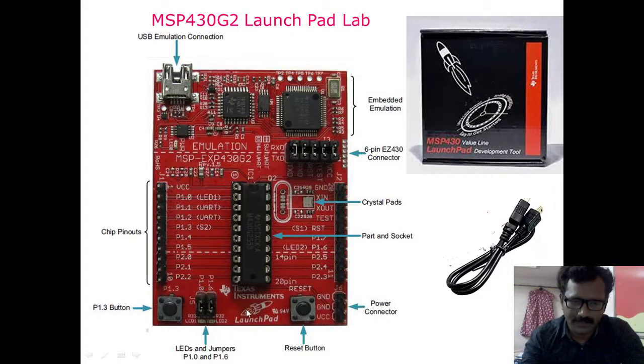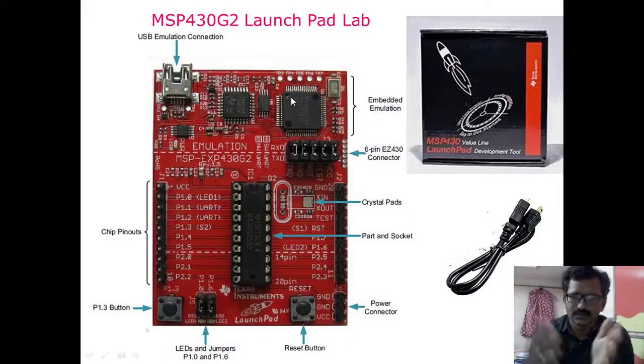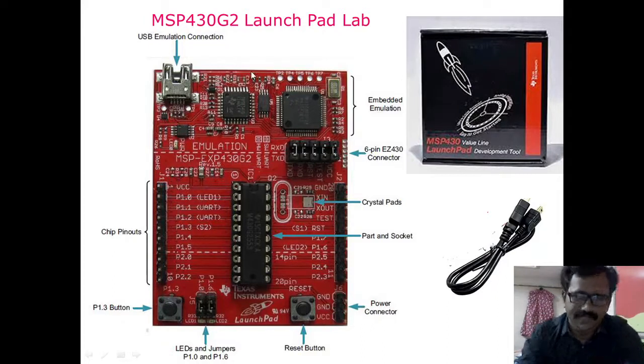This is the microcontroller part and this one is the emulation part. The emulation part takes care of connecting the microcontroller to the PC, downloading the program, and debugging. Everything is taken care of by this emulation board. It also has a reset button here, and you can see the port 1 pins and port 2 pins in this board.